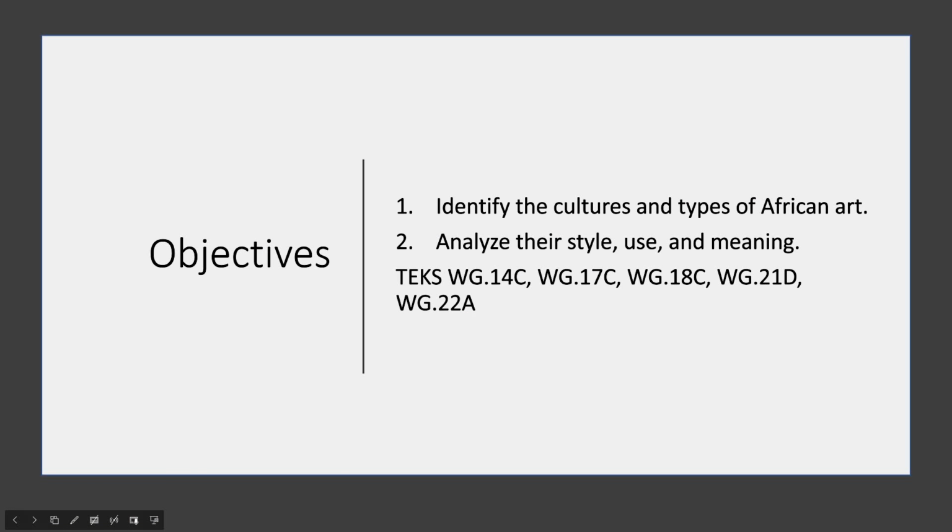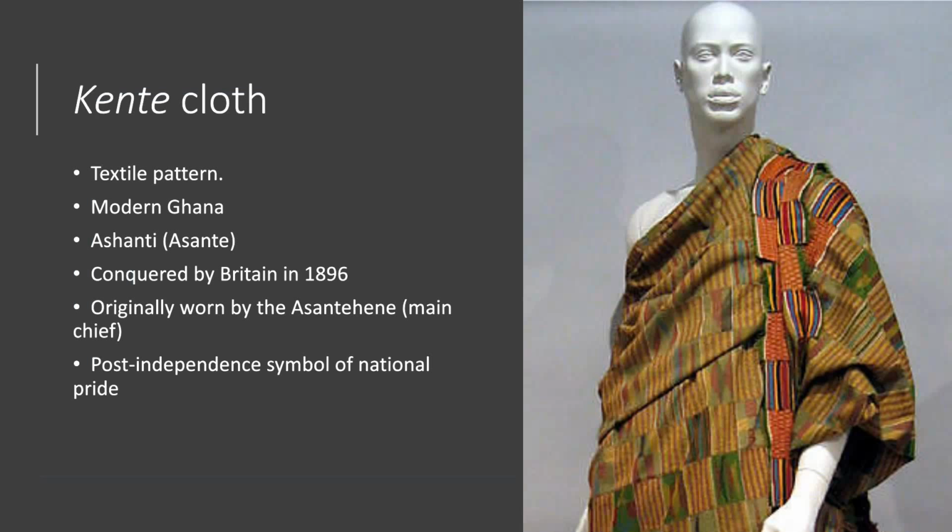The objectives of this lecture are to identify the cultures and types of African art, to analyze their style, use, and meaning. We will begin with kente cloth. Kente cloth is a textile pattern found here. As you can see, it has a multitude of different colors representing the vibrancy of this culture.